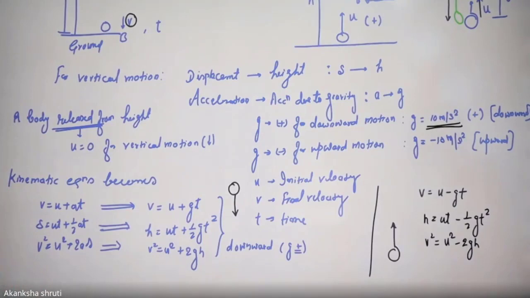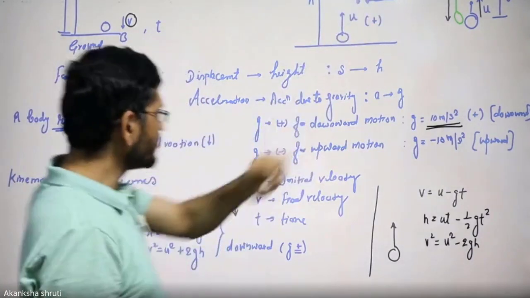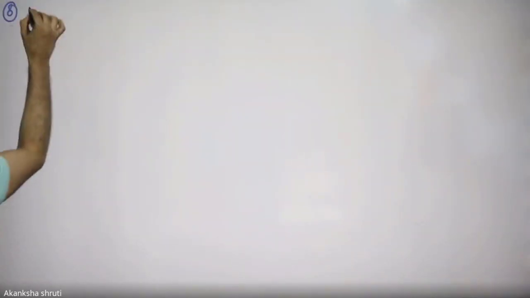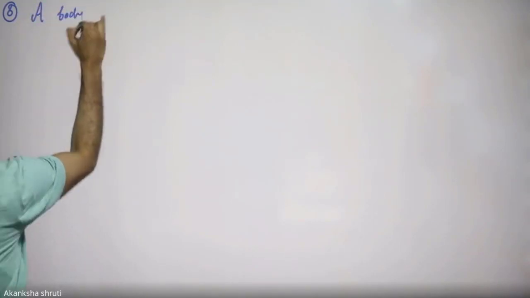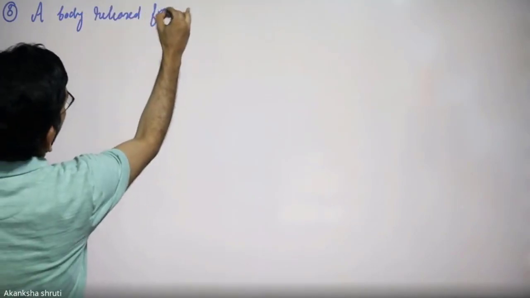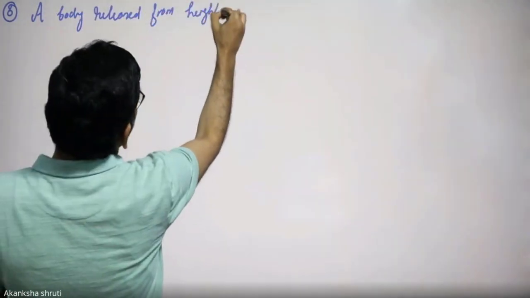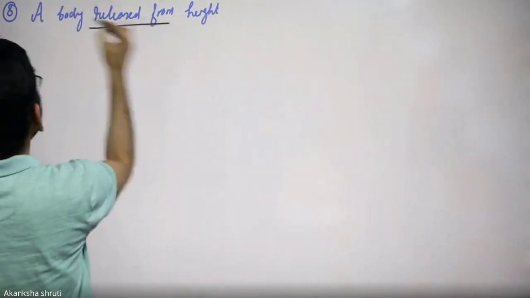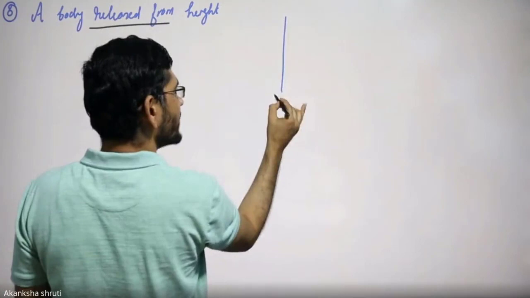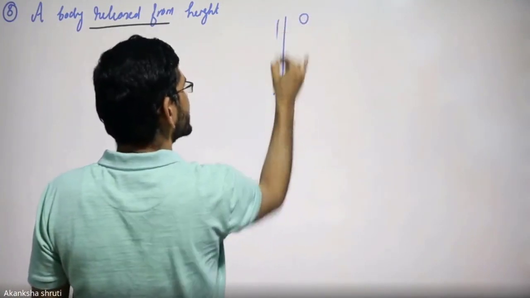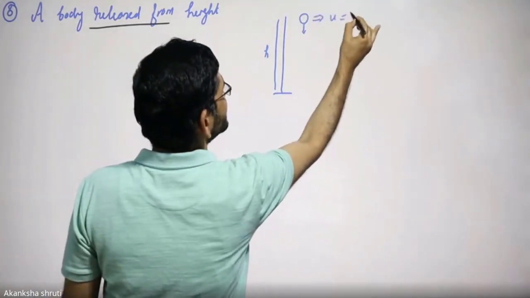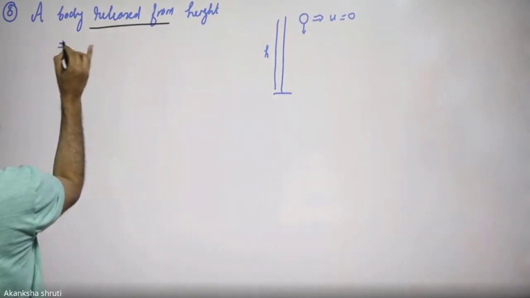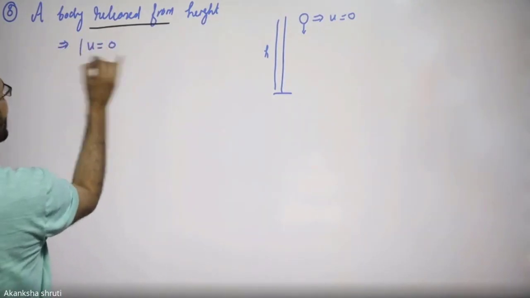Another thing that we must keep in mind for vertical motion right on the earth: a body released from a certain height. When it says the body is released, it simply means a figure should come to your mind that the body is at a certain height and is being released. So while it is released, its initial velocity is 0. This implies u equals 0. That you have to keep in mind.